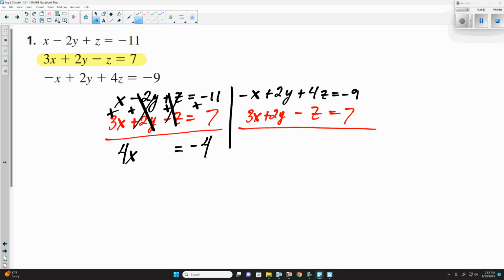We can already solve for x. It's by itself. Go on and solve. I can divide both sides by 4, telling me x is negative 1. I already have a third of the answer. Because there are going to be some times where we do one of the elimination steps and it eliminates 2 of the variables, and we're left with 1.